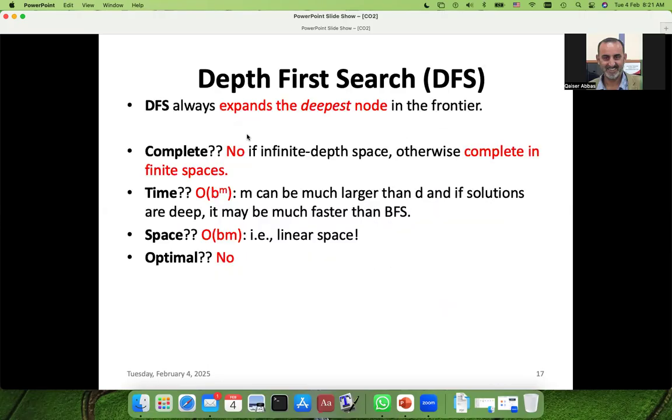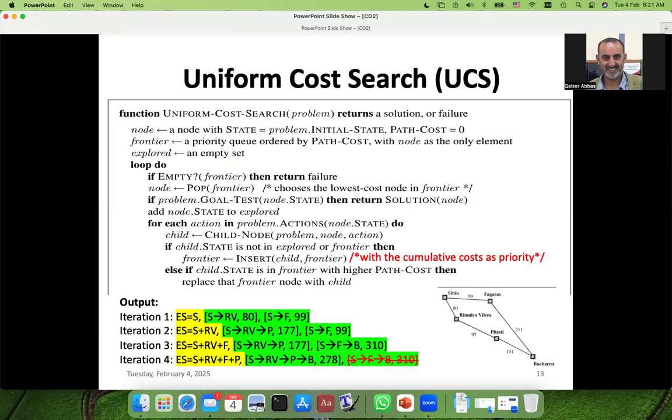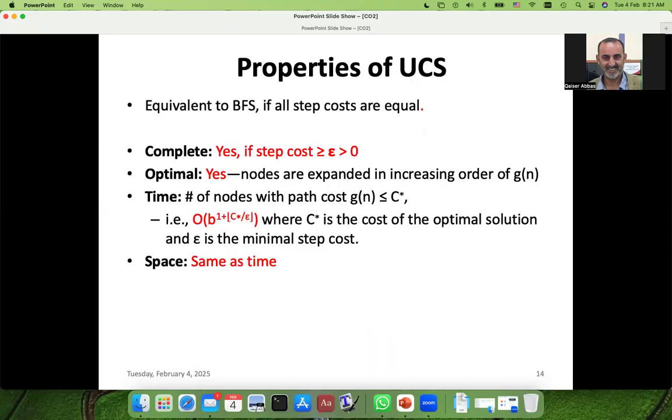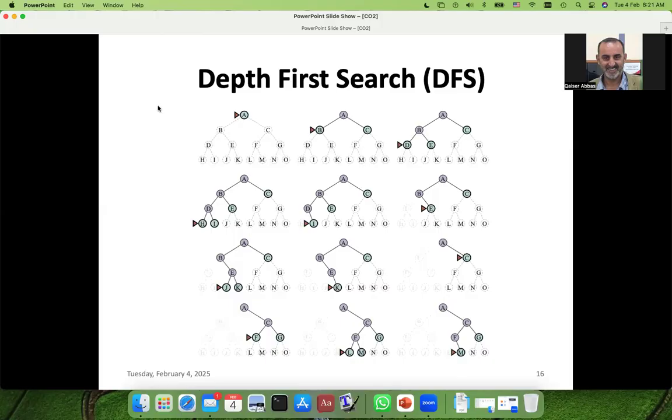So previously, we were looking at this uniform cost search. And then we saw the properties of this UCS in these four terms. And now we will see what is depth first search.